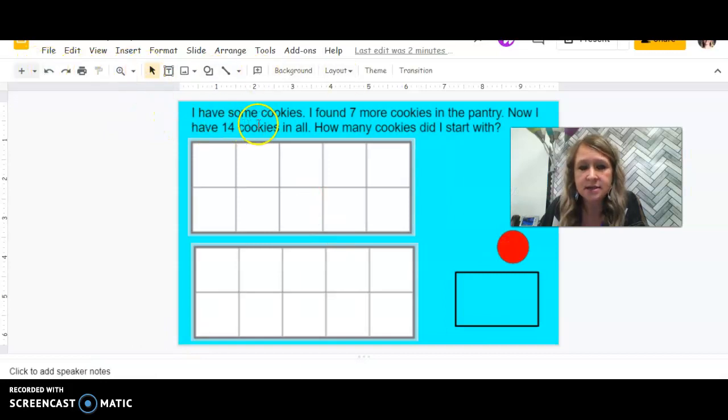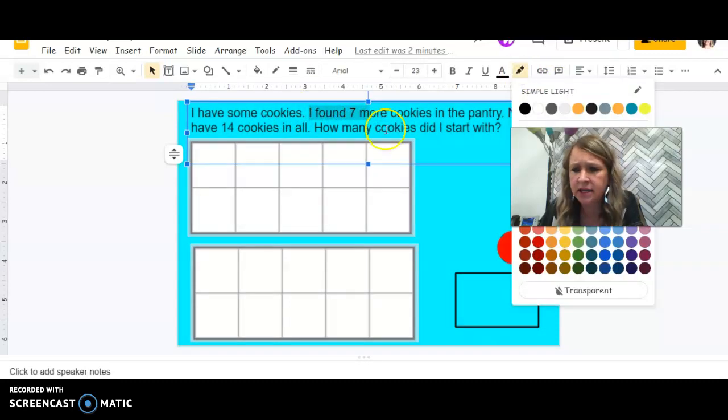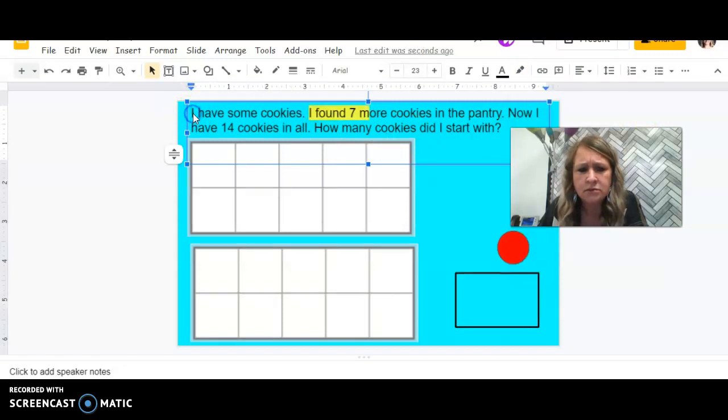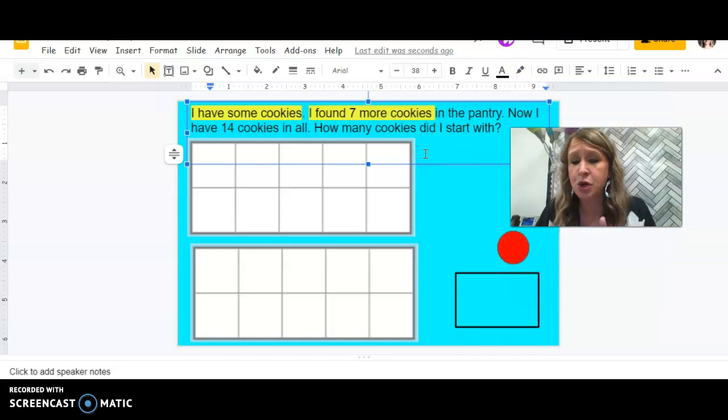So it says that I had some cookies. Let me highlight that. I have some cookies. Does it say how many I have? Nope, it says I have some cookies. But then I found 7 more cookies. So we want to highlight that too. 7 more cookies. I had some cookies and then I found 7 more. Okay, now I have 14 cookies in all. So I joined them together, how many I had and how many I found.